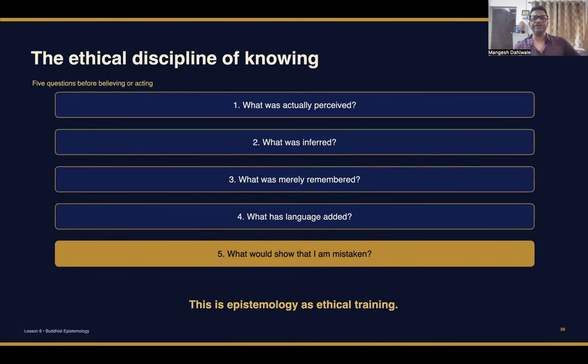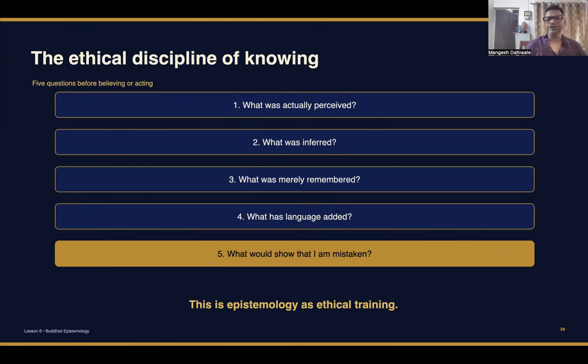So this is the ethical discipline of knowing. Five questions before believing or acting. What was actually perceived? What was inferred from what we perceived? What was merely remembered? What has language added? What would show that I am mistaken? This is a very important epistemological training that we can undertake.